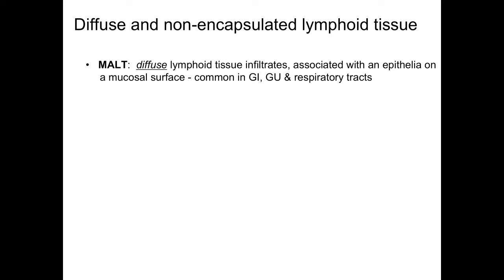Now, if we talk about diffuse lymphoid tissue, we're talking about diffuse and non-encapsulated lymphoid tissue. First, we can talk about mucosal associated lymphoid tissue, or MALT. That's diffuse lymphoid tissue infiltrates. It's associated with an epithelium on a mucosal surface, and it will be very common in organs of the GI tract, of the urogenital tract, and of the respiratory tracts. So, mucosal associated lymphoid tissue is diffuse lymphoid tissue infiltrates associated with an epithelium.